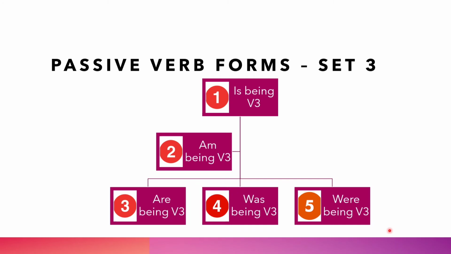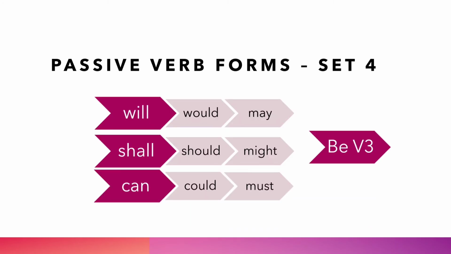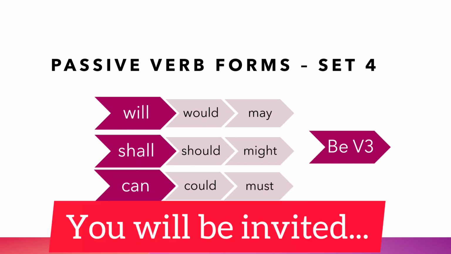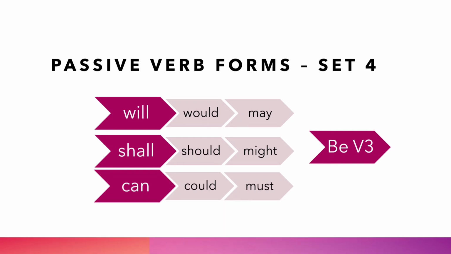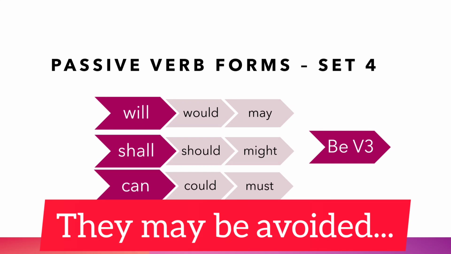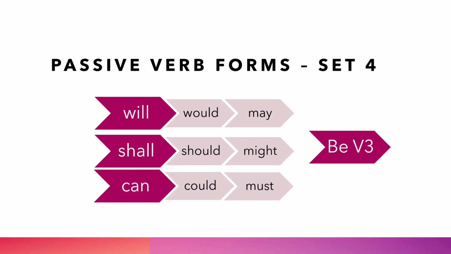People were praising them. Now here is the set 4. Here we are using modal auxiliaries. You can use will, would or shall, should, can or could, may or might or must plus be plus V3. So you can say you will be invited. Okay, I would be treated well, or they may be awarded, or something like that. So these are all passive voice verb forms.